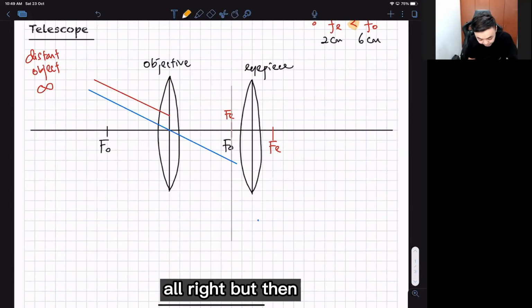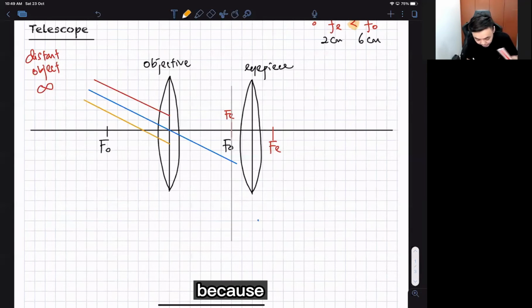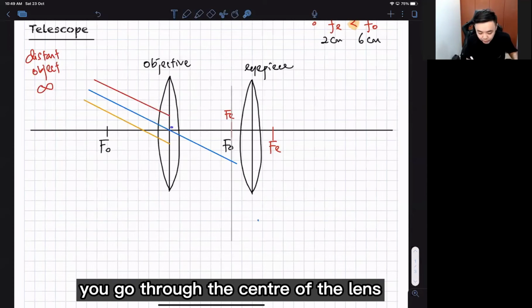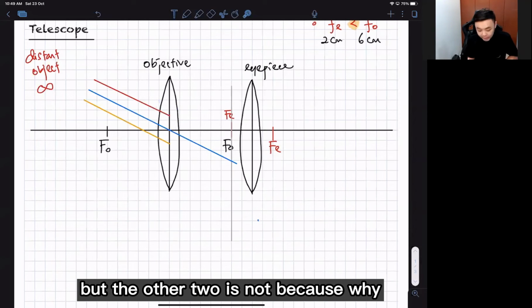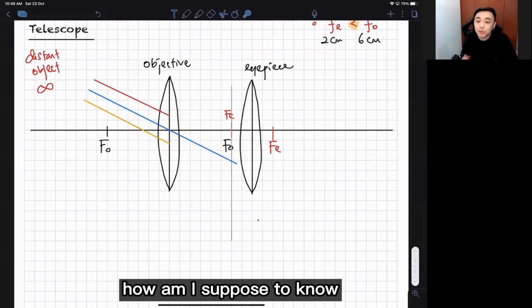All right. But then only the blue one will go straight through, because why? Simple. Because it goes through the center of the lens. But the other 2 do not, because why? They will be bending. Of course, you ask me, then how am I supposed to know where to bend?